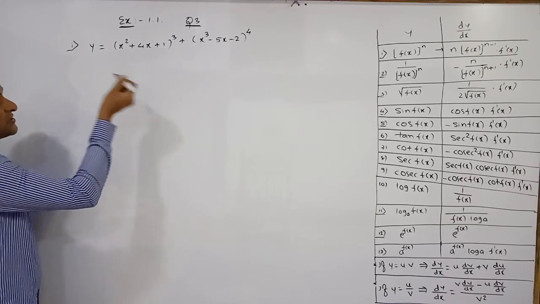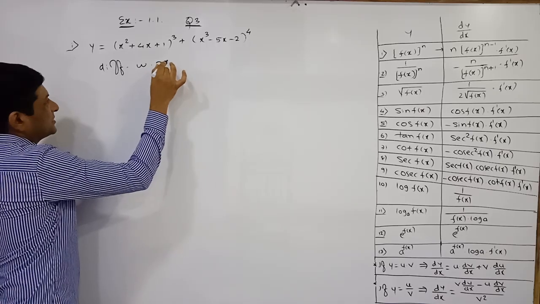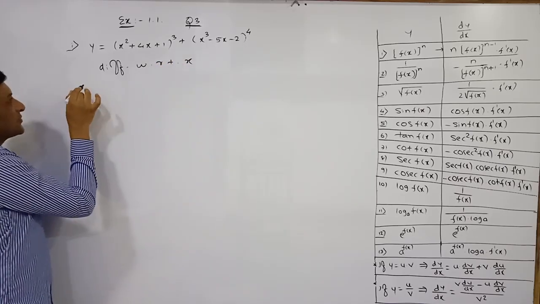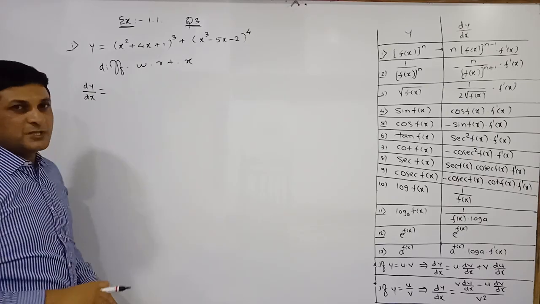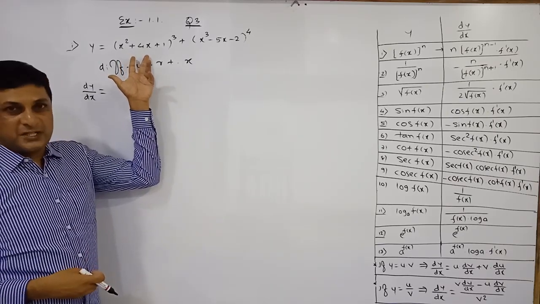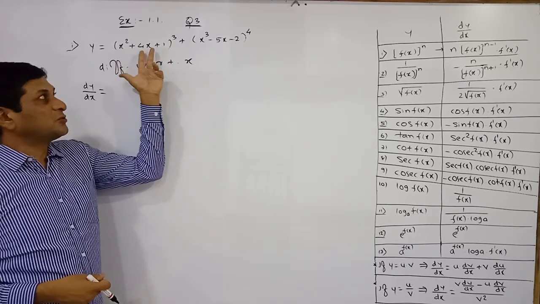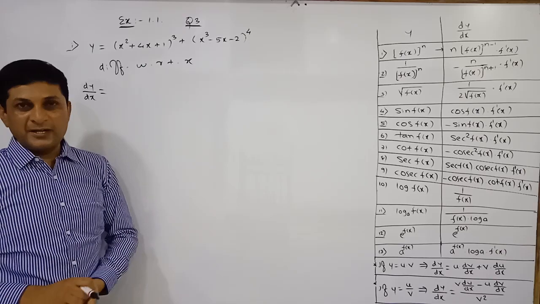Let us differentiate the given function with respect to x. So dy upon dx will be equal to. Since we are finding the differentiation, observe the terms here. Two terms are connected by what? Plus. This means we have to apply the addition rule.